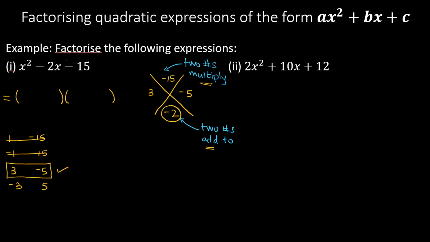Okay, so we are done with the x. Now we consider the coefficient of x squared, which is 1. What do we do with the coefficient of x squared? We divide the two numbers, 3 and negative 5, by 1. Now we fill in the pairs of brackets. Since we have x squared, it is x times x.